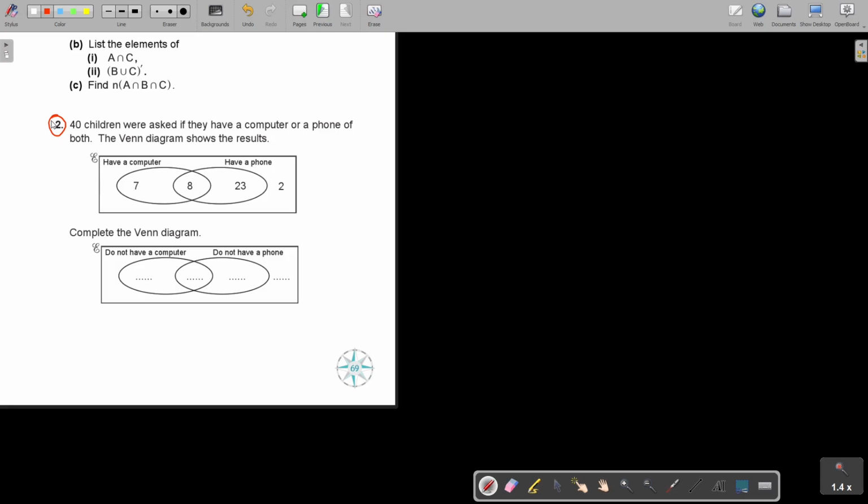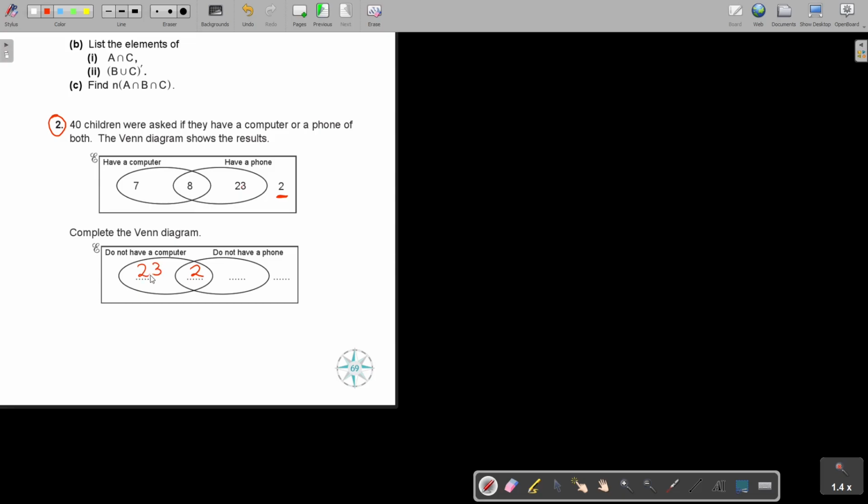Now, just by changing the words, do not have a computer, do not have a phone. Okay, so it's almost these values at the top that I must just refill in there. The best will be to start with the 2. That 2 will be there in the middle because they do not have a computer and they do not have a phone. Now do not have a computer. So this was only having a phone. Do you see this? So this will be 23.